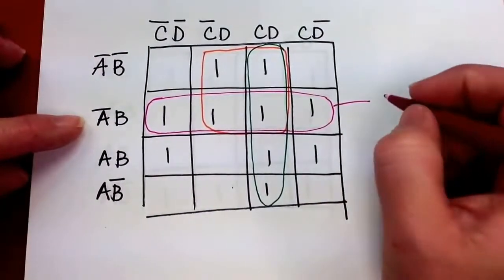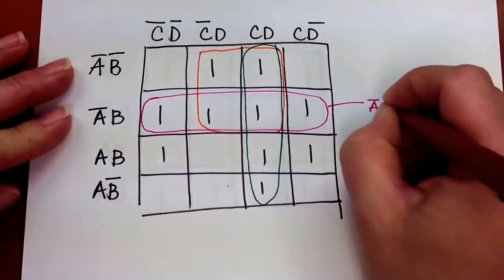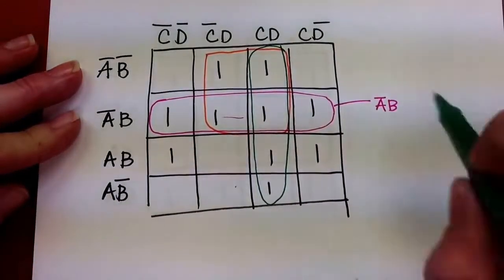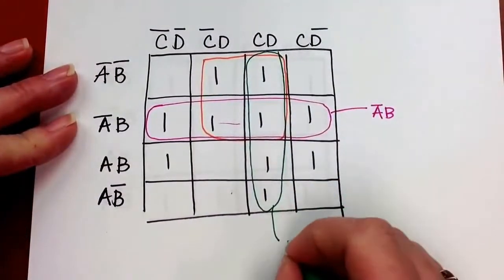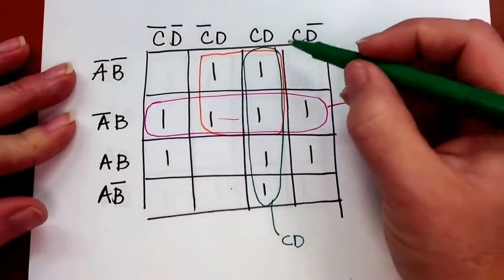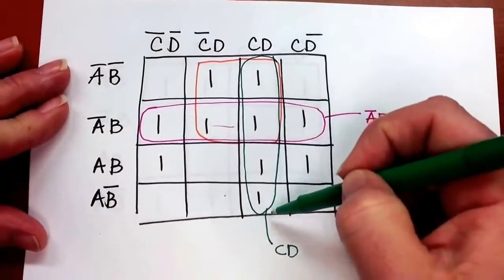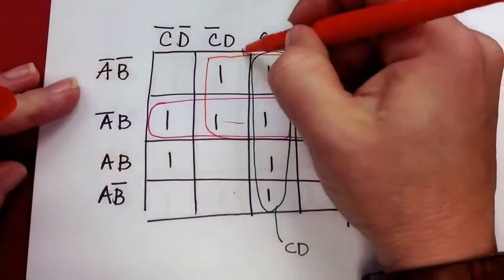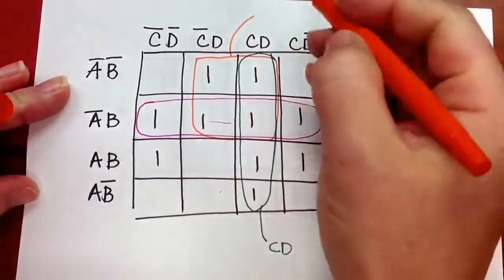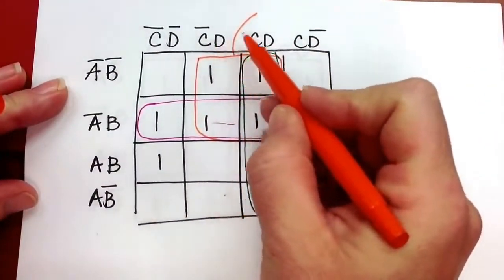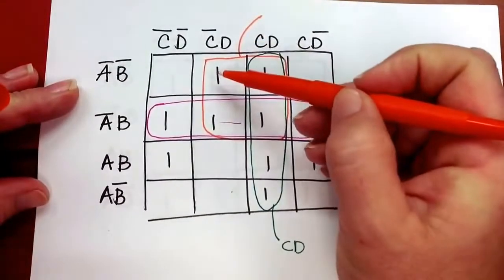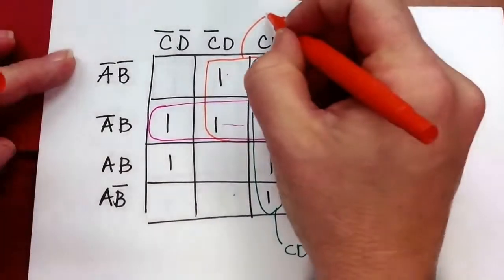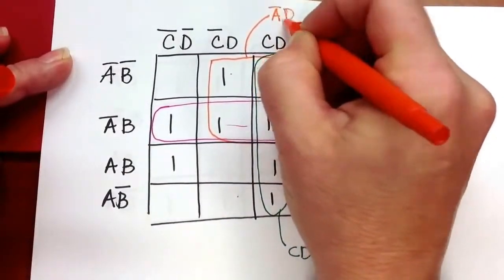So let's look at what some of these terms are. This term, for instance, is not A, B, because C and D change as I move through here. This term is CD, because as I move here, both A and B change. This term is going to be D, because as I move from here to here, C changes. And not A, because as I move from here to here, B changes. So not A, D.